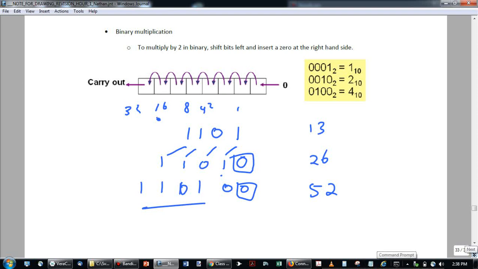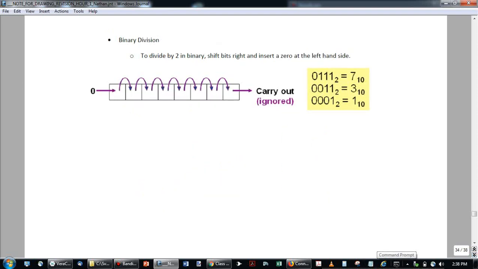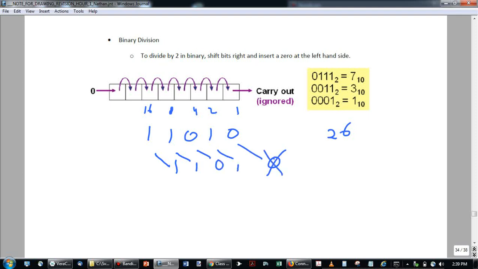On the other hand, if I'm doing division, and we worked out this was 26, right? 1, 2, 4, 8, 16. 16 plus 8, 24 plus 2 is 26. And if I go the other way, I move this one here, this one here, this one here, this one here, and that 0 falls off. What do I have now? 8 plus 4 plus 1 is 13. So this is dividing by 2. Just as easy. Not particularly useful, right? Because I probably want to divide by things that are not 2. But just multiplying and dividing by 2 is actually really easy.